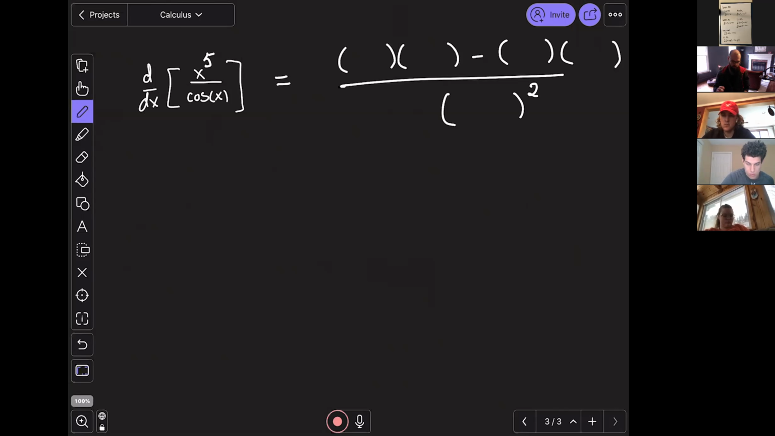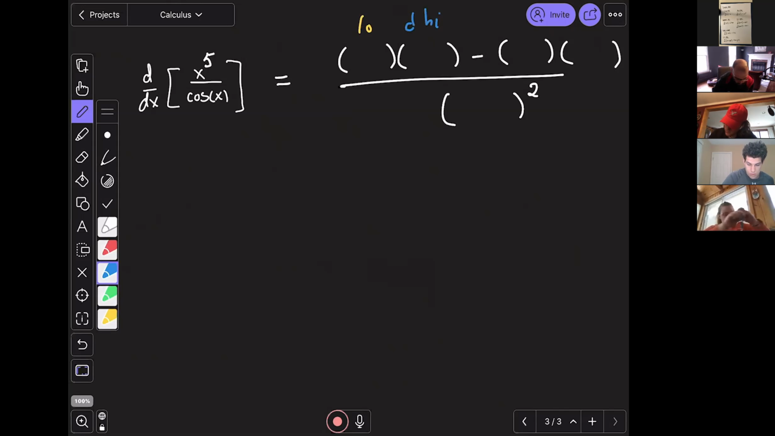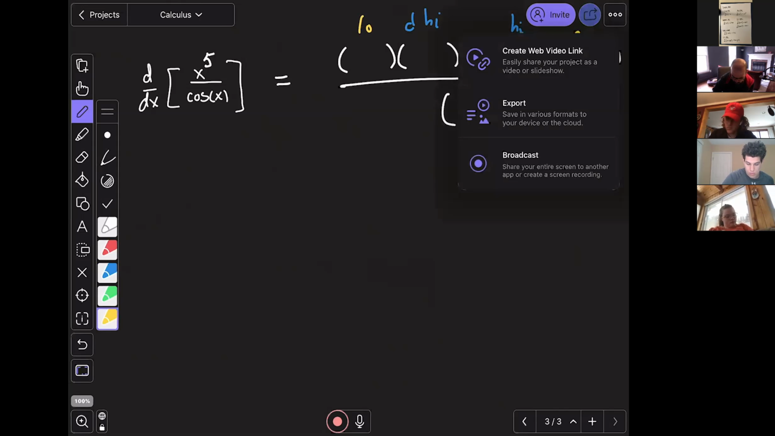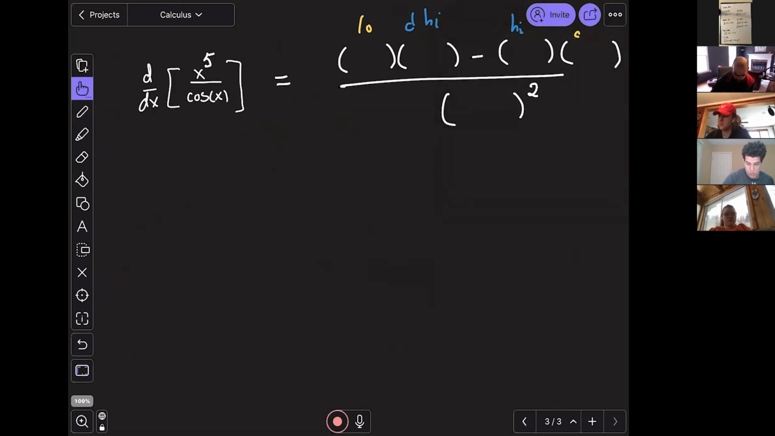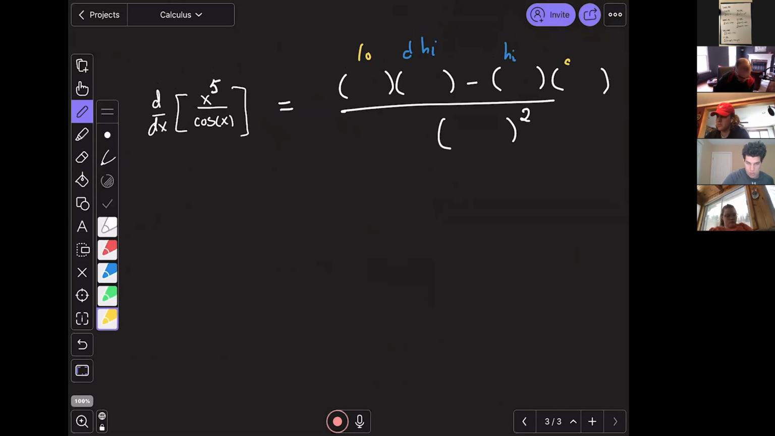It's going to look something like this, and my job is to fill in the spots. Can we remember what goes in each spot? We said it was low d high minus high d low, and then down here we'd have low squared.